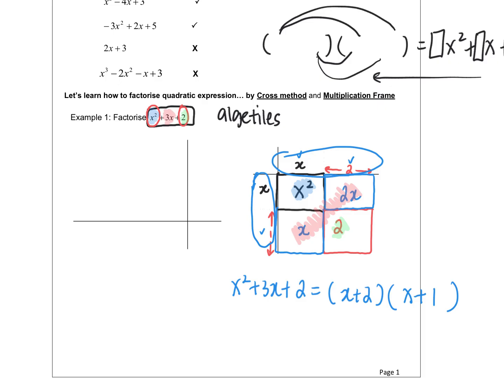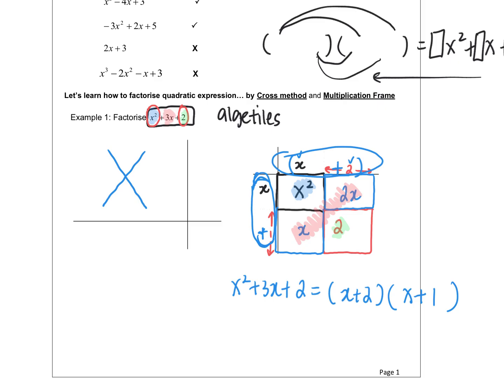So if you are factorizing using the area model, this is how you get x plus 2 times x plus 1. This is factorization. Another method I'm going to teach you now is called the cross product rule. Listen carefully.